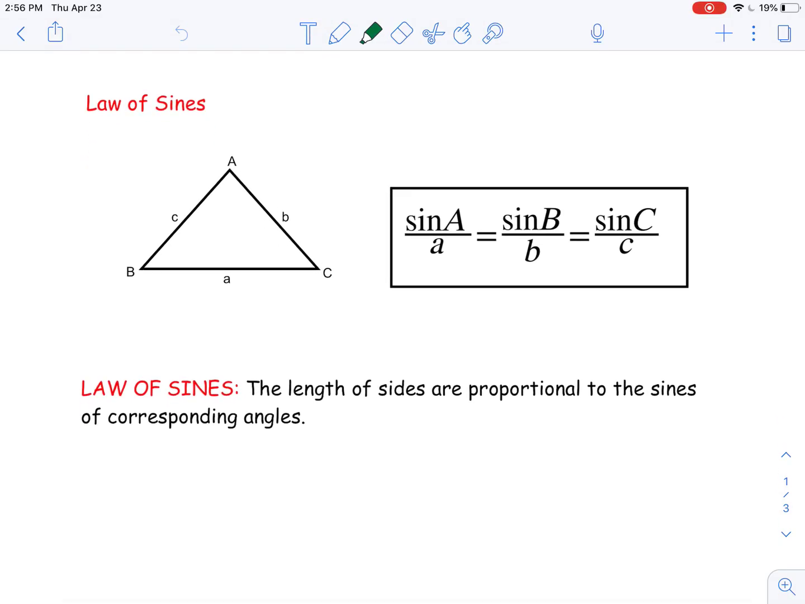Okay, so today we're going to learn about law of sines. We have been using Pythagorean theorem and SOHCAHTOA, sine, cosine, and tangent ratios to solve right triangles. Now we will use law of sines, and you use law of sines when you're working with a non-right triangle.